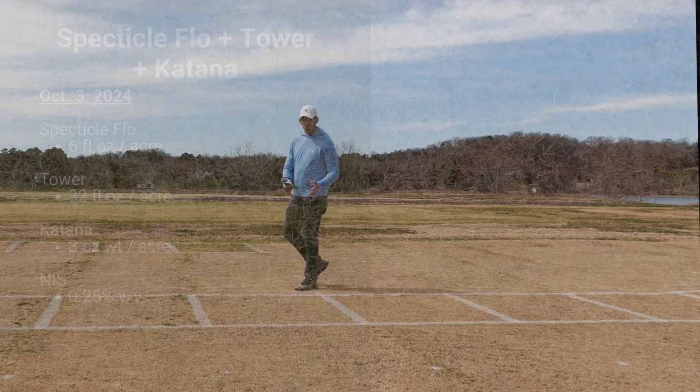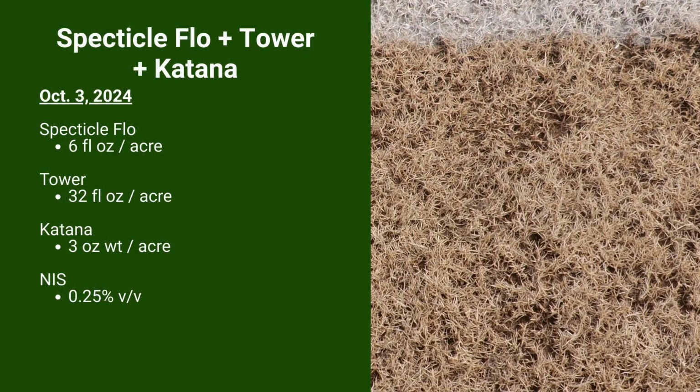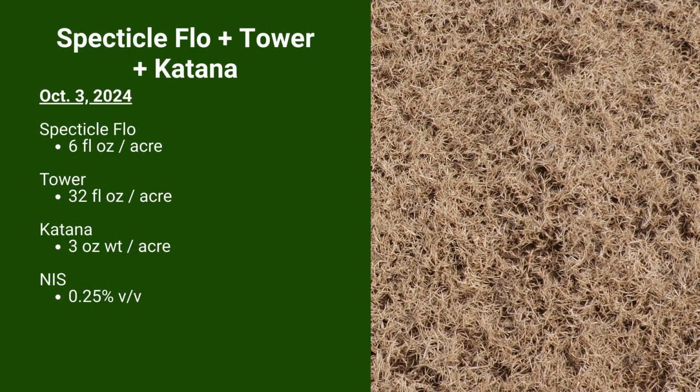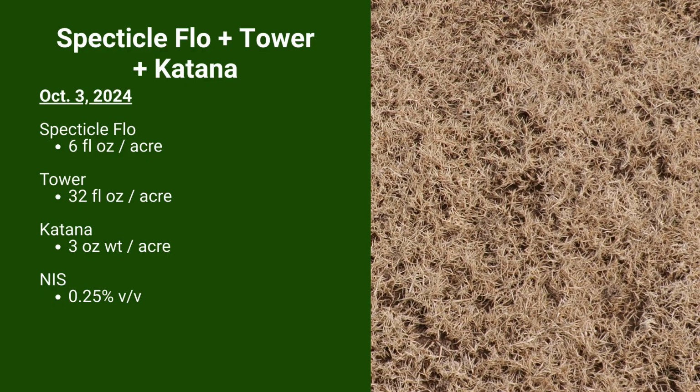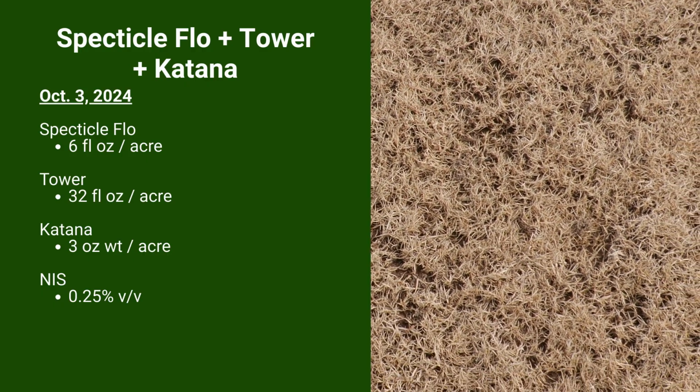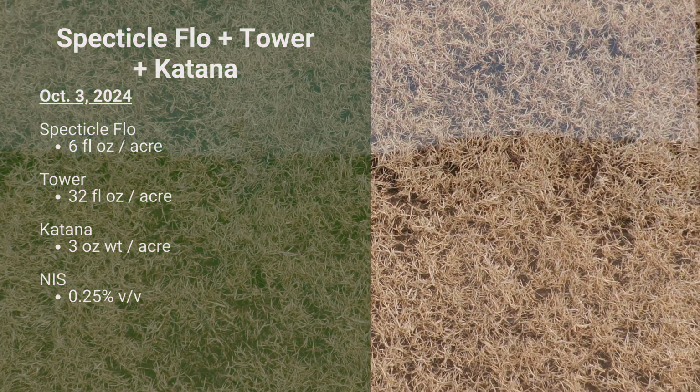Next plot, all we've done, we've increased our Specticle rate. We're at 6 fluid ounces of Specticle. We've got 3 ounces of Katana, and then our 32 fluid ounces per acre of Tower.